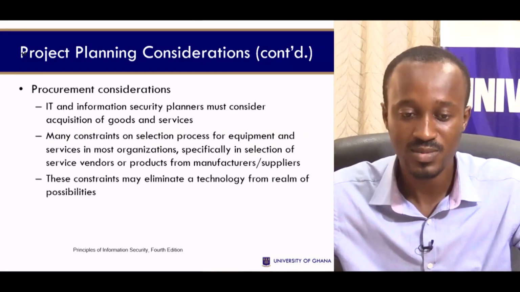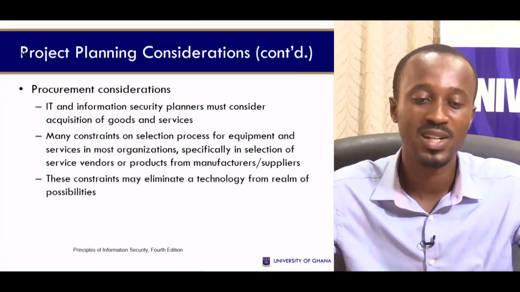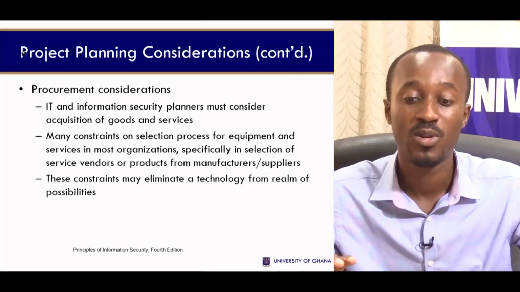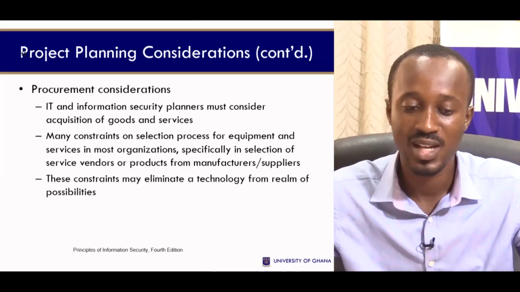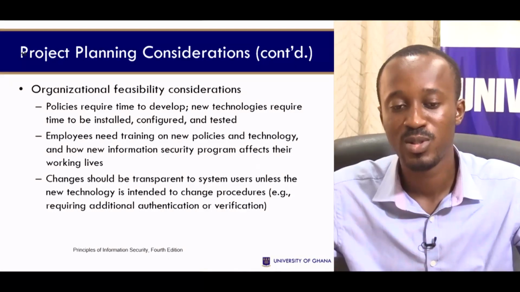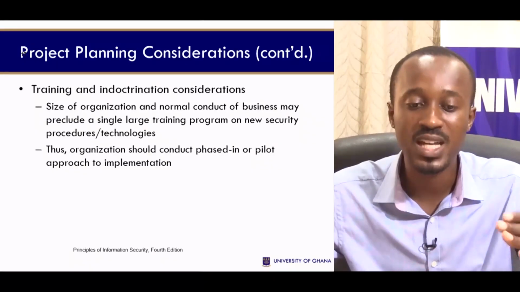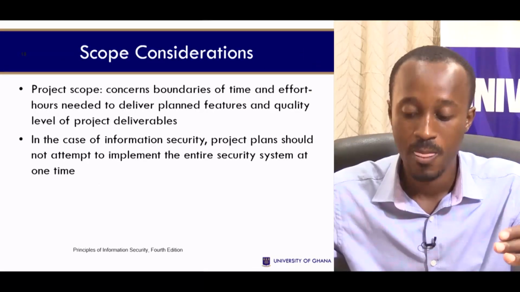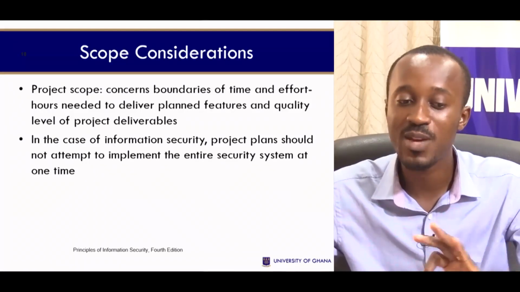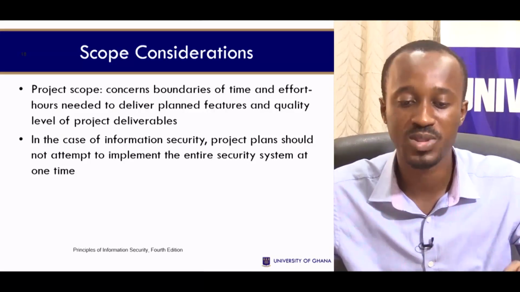So this is straightforward. We look at procurement considerations. We will have to have in mind that during the project planning, the IT and information security planners must consider acquisition of goods and services, most definitely. So in the project planning, we'll have to have a lot of considerations. To touch on them, we'll have to have organizational feasibility considerations. We'll have to have training and introduction considerations. And we'll have to consider the scope of the project too. We need to know the boundaries of time and effort hours that are needed to deliver the planned features and quality level of project deliveries.